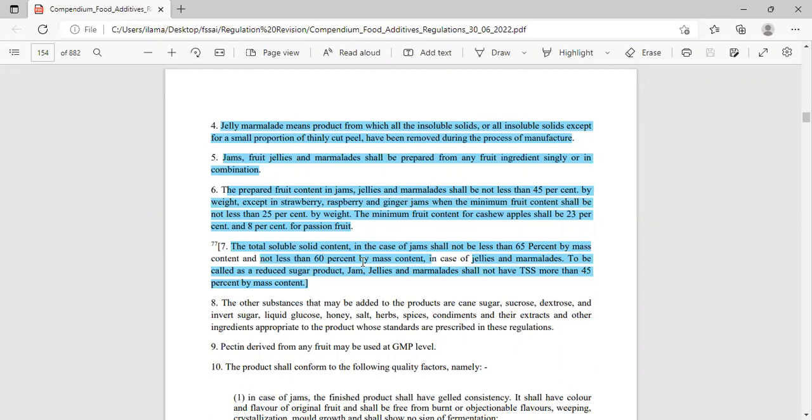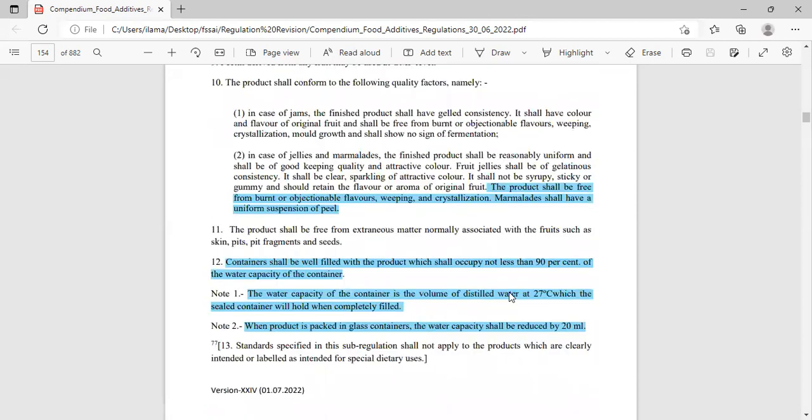And to be called reduced sugar products, the jams, jellies, and marmalades shall not have TSS more than 45 percent by mass. Please note, to be called a reduced sugar product, the value of TSS is 45 percent. For other general jams and jellies, TSS values are in the range of 60 to 65 only. And these jams and jellies should be free from burnt flavors, weeping of jelly and crystallization. And marmalade should have a uniform suspension of the peels.